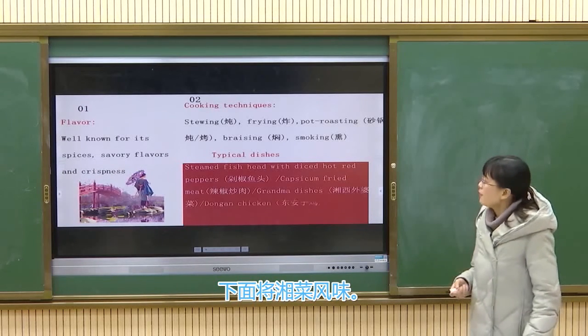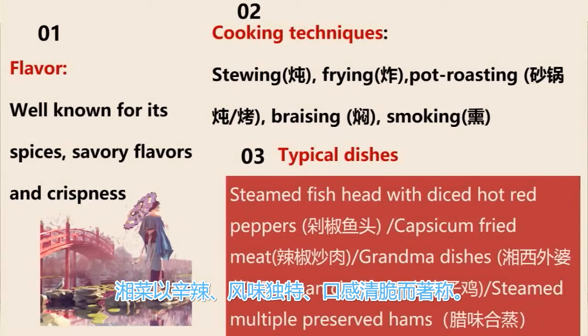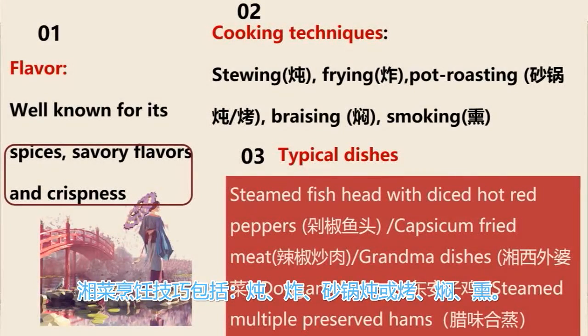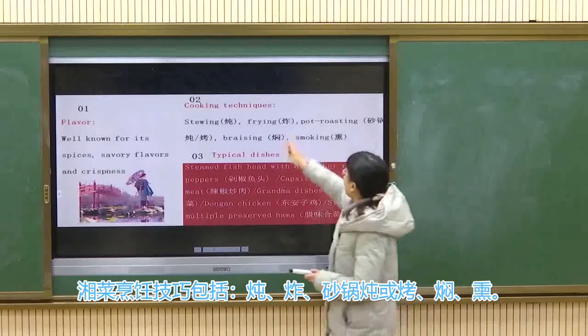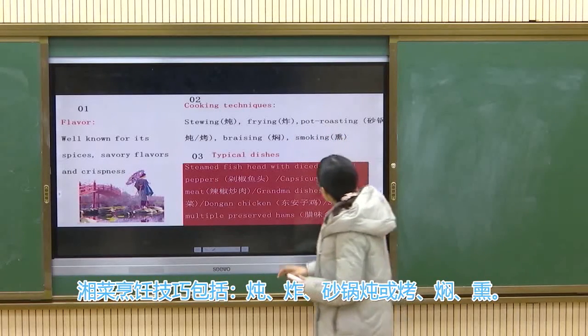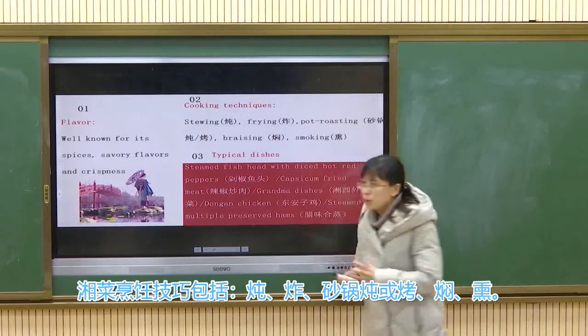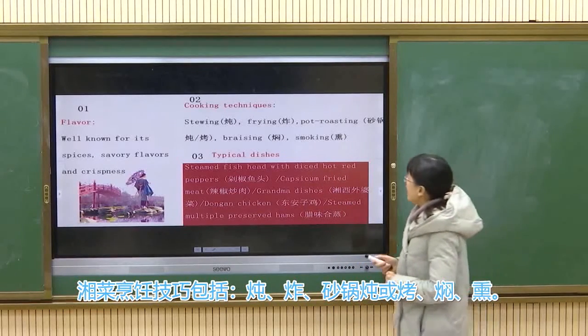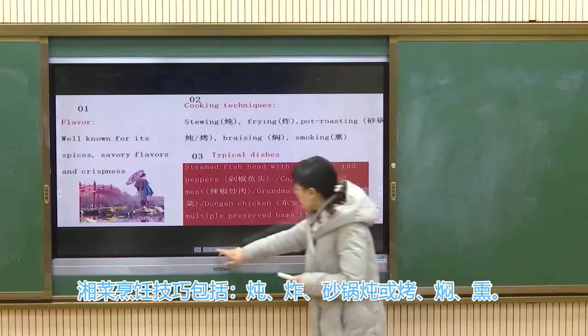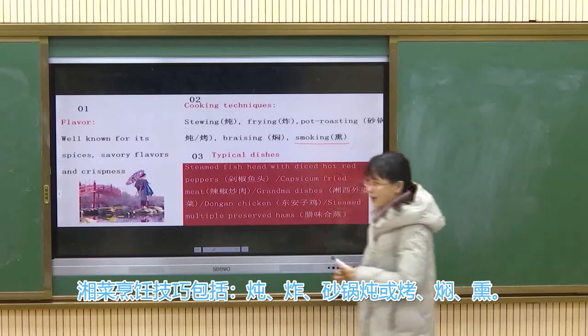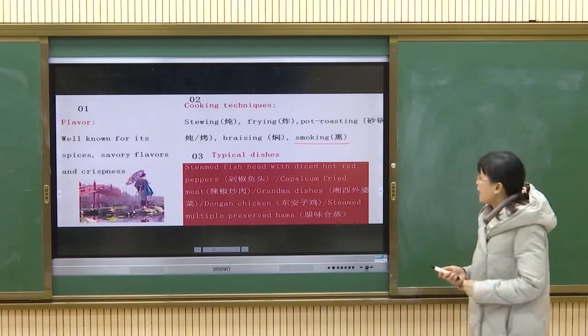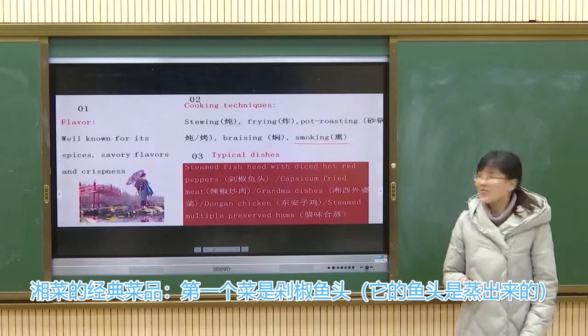Okay, and then let's look at the flavor. Xiang cuisine is well known for its spices, savory flavors, and crispness. Just now we said that. And let's look at the cooking techniques. Stewing, frying, pot roasting. Pot roasting, that is 用砂锅去炖或者是烤 braising, and smoking. We find there is a very different technique here. Smoking. 熏肉. Okay, 熏.